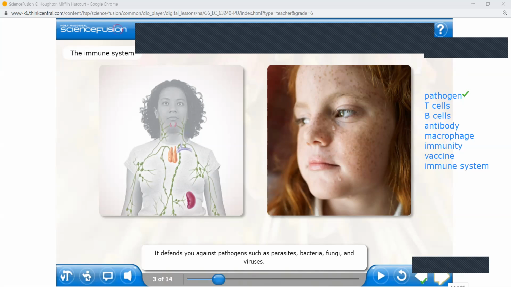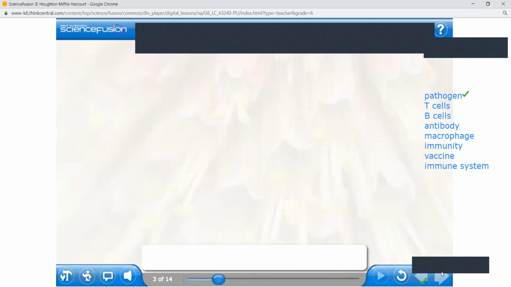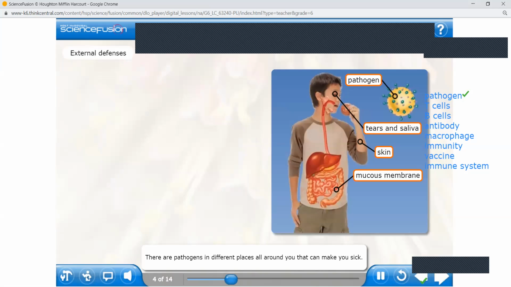And how about the internal ones? Anyone else? Dana or Majdaleen or Dishan? What's inside? Are pathogens in different places, all around? Okay, let me continue now.